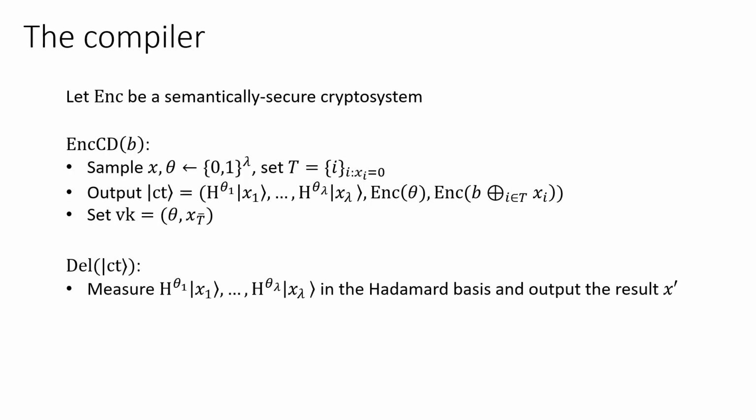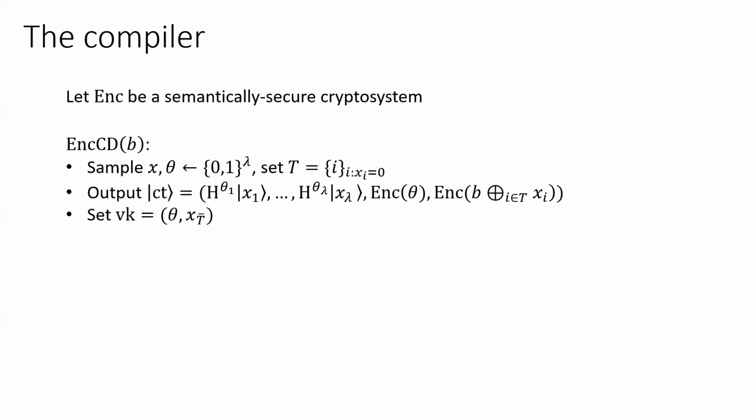Okay, so before I get to deletion, maybe we can just verify that this should be a correct scheme, right? If we're given the decryption key for this encryption scheme, we should be able to recover B. Well, if we are given that key and we can recover what theta is, then we know which of these states to measure in the standard basis to learn the appropriate X_i. Okay, and then we can use those X_i to unmask B and learn B. So decryption is fairly straightforward.